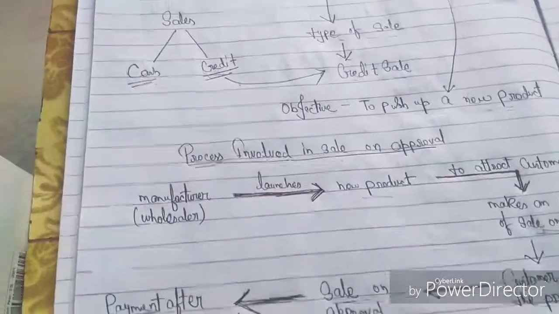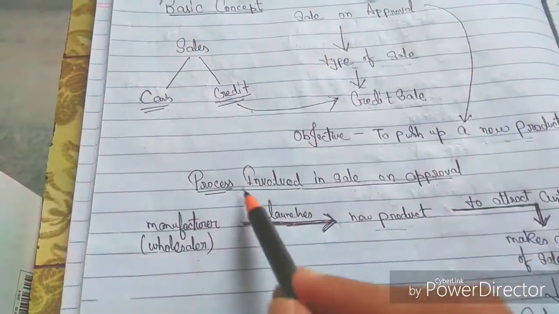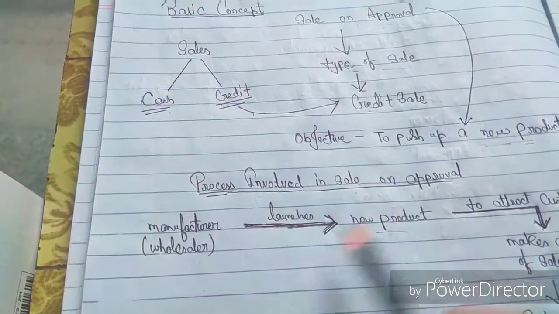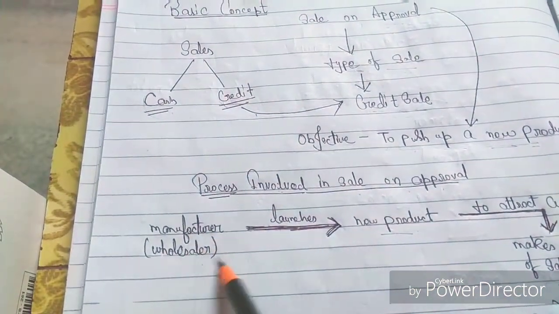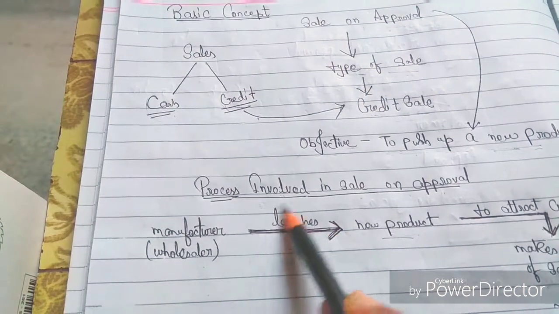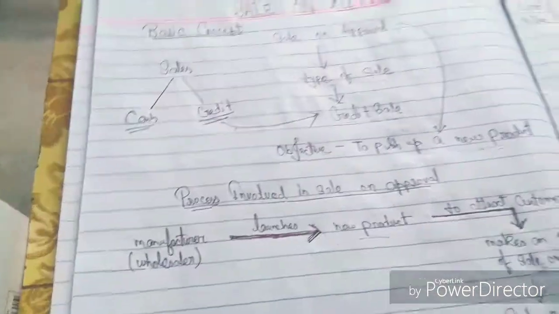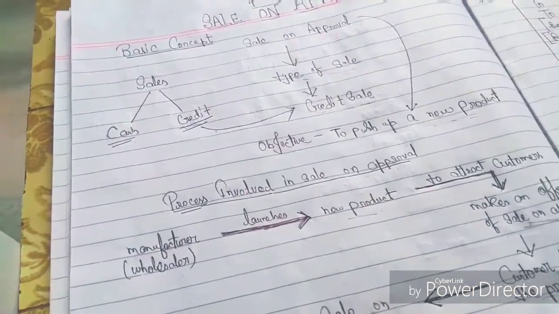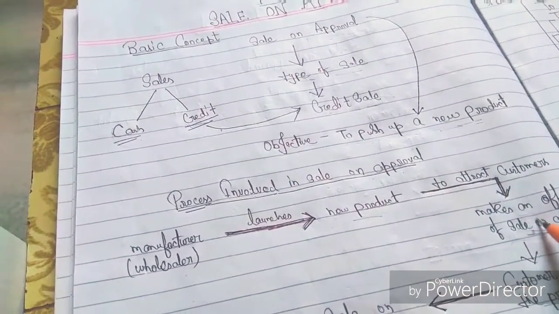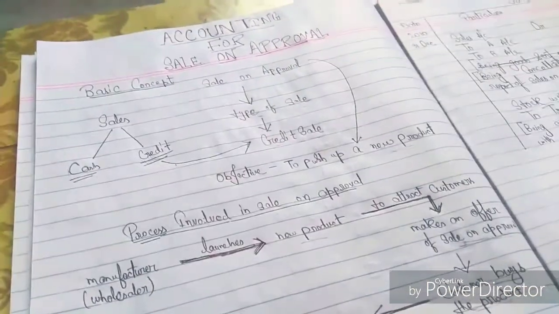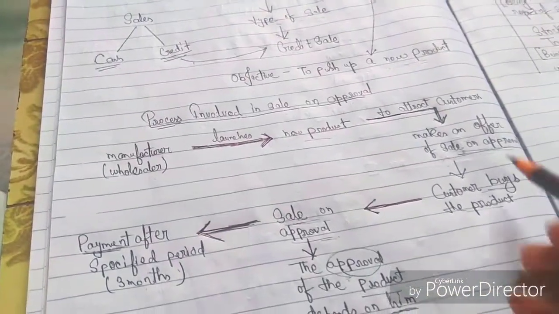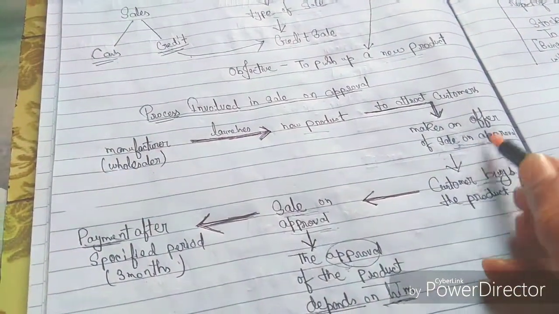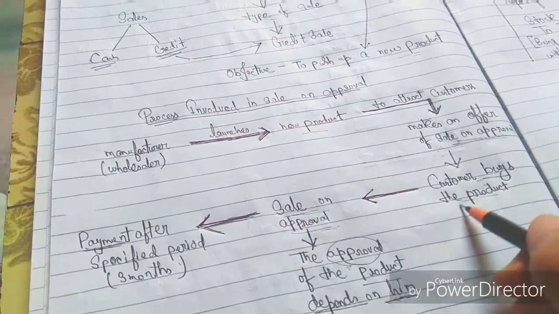So after this we are going to understand the process involved in sale and approval. Now what happens in sale on approval actually? The manufacturer or a wholesaler launches a new product. Now to attract customers, they make an offer. They make an offer of sale and approval. Now this offer attracts the customers and they buy the product.